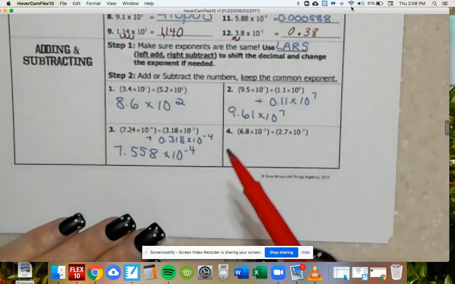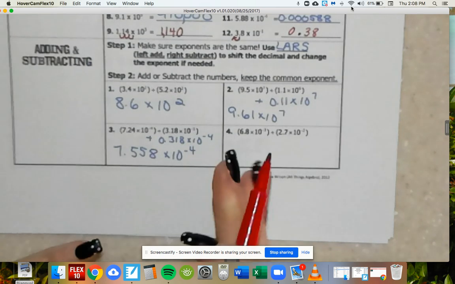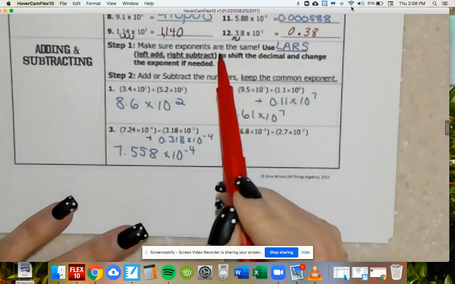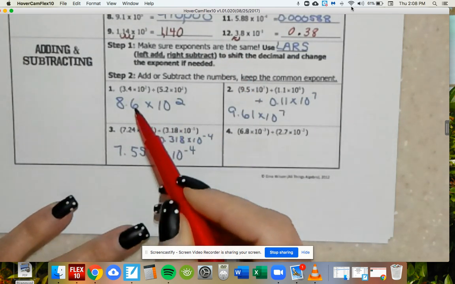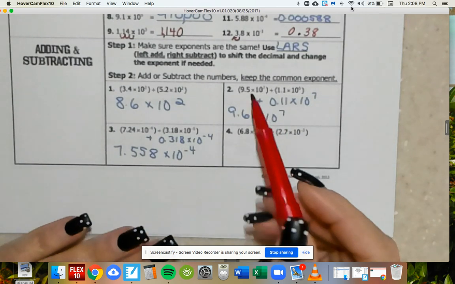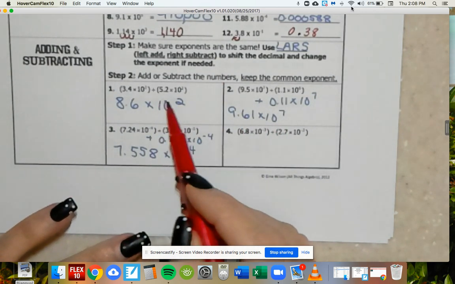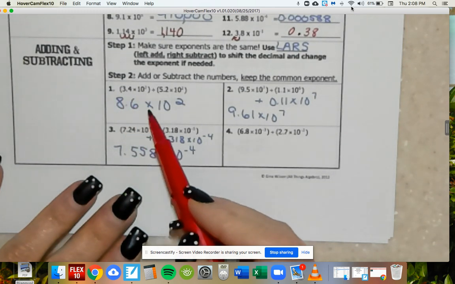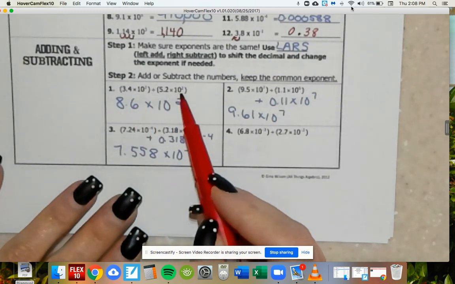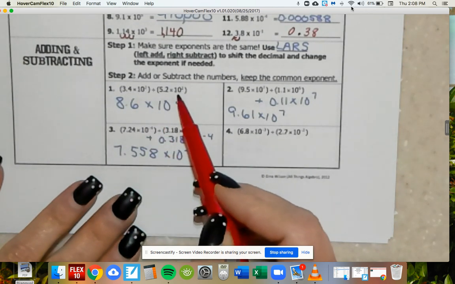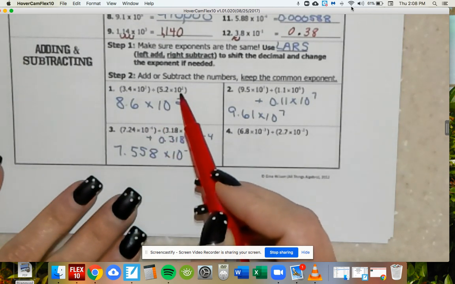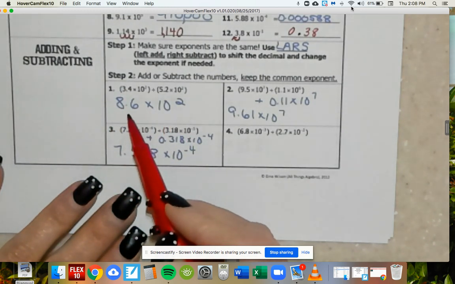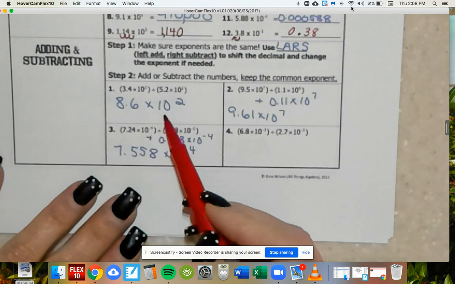We added and we subtracted, and the thing about adding and subtracting is that you have to make sure the exponents are the same on your tens, right? So if they're not the same, we have to adjust the numbers. So for example, I know it's really hard to see, but this says 3.4 times 10 to the second plus 5.2 times 10 to the second. So they're both 10 to the second. That means you're good to go. So then you just do the math part. You take the 3.4, add the 5.2. That's where we got our 8.6. And then it just stays times 10 to the second.